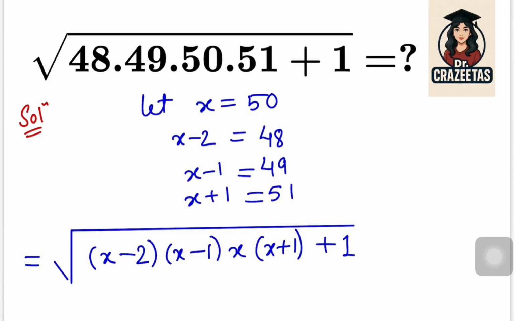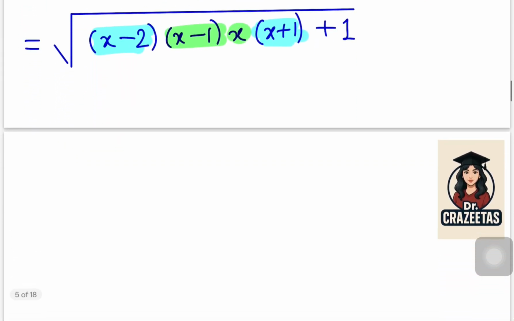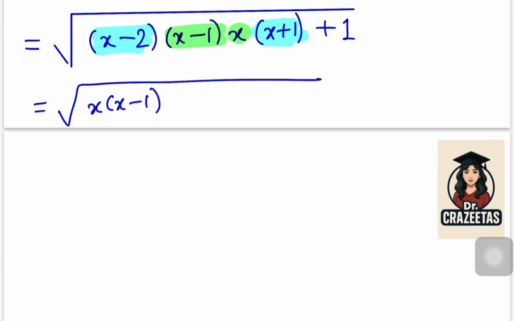So what I am doing here, I am assigning x and x minus 1 together for multiplication, and x minus 2 and x plus 1 together. You must be thinking why I am selecting so. You will realize in the next step. Just see what I am doing here. I am writing x into x minus 1 together and then x plus 1 and x minus 2 together. Separately we will multiply them and then put the value.